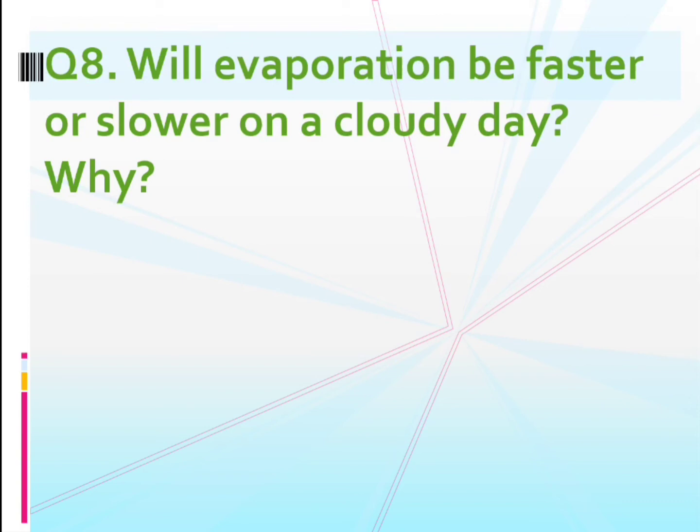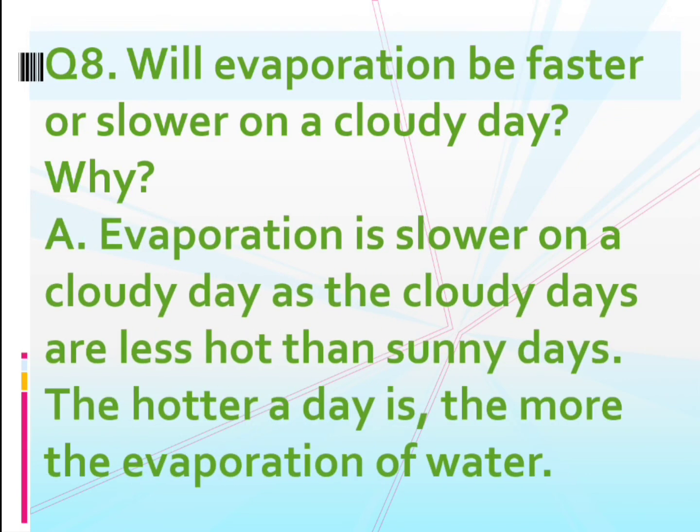So, children, we have learned if it is on the windy day, the evaporation is more. But on the cloudy day the evaporation will be slow. Cloudy means there is no sun, isn't it, children? So what you have to write, evaporation is slower on the cloudy day, as on the cloudy day it is less hot than the sunny day.